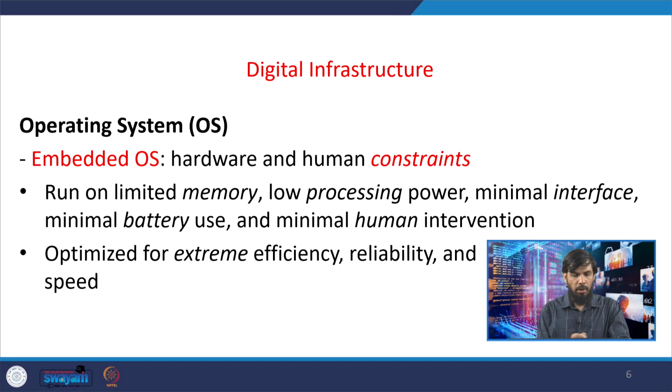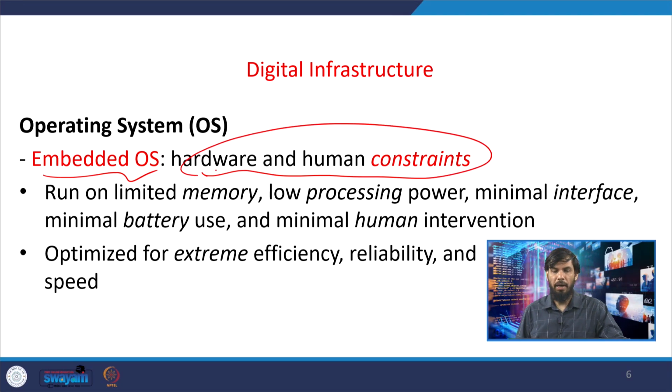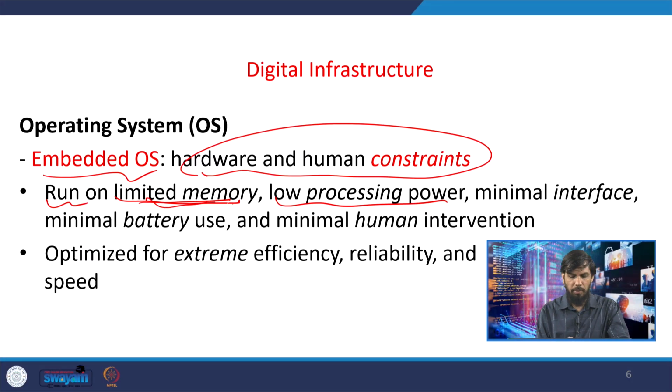Moving on, embedded OS has hardware and human constraints. So what kind of hardware and human constraints are we talking about here? They run on limited memory, because it's a microcontroller or microprocessor on an appliance, a very small board or the control panel that you would see in these appliances. So there is limited memory and low processing power. The embedded OS is supposed to be lightweight, and there are very few controls that it needs to manage.